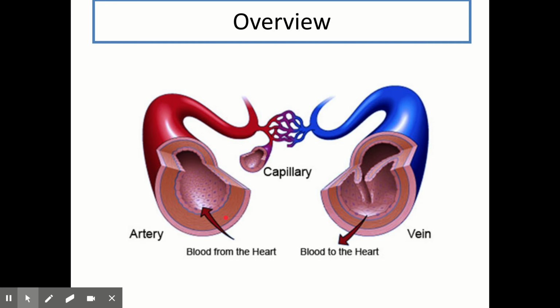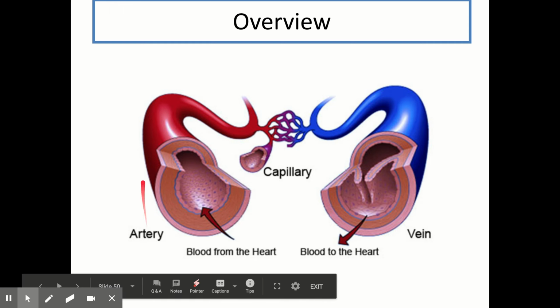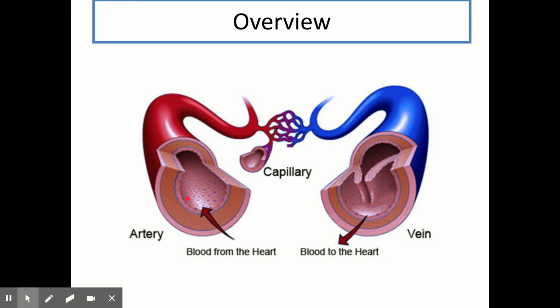So here in this diagram, you can see the artery carrying blood away from the heart at high pressure with its thick muscular walls and narrower central channel. The blood then goes through the capillaries to the vein, which carries blood back towards the heart under low pressure with its thinner walls and wider central channel. And you can also see a valve here as well, because remember, valves are only found inside the veins and inside the heart as well.